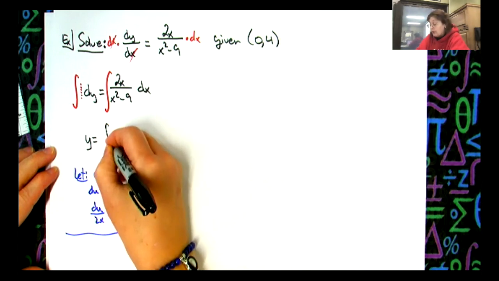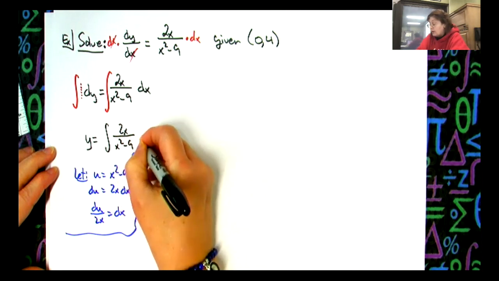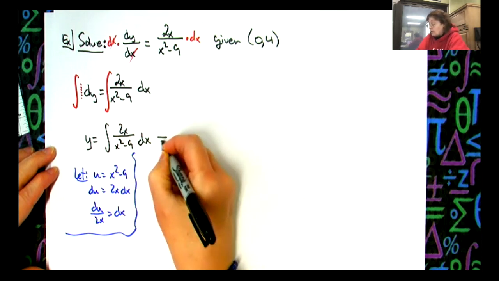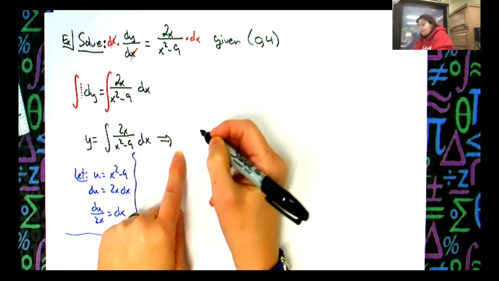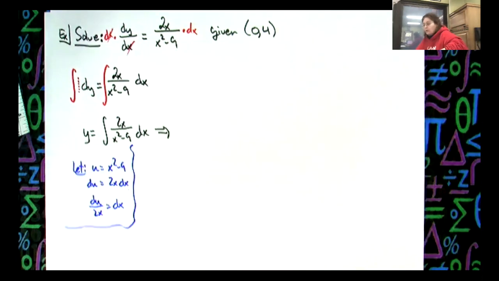I'm going to rewrite again: the integral of 2x over x squared minus 9 dx. All right, now let's do this. I'm just trying to, because I write my notes a certain way, so this is why I want it to look like this.